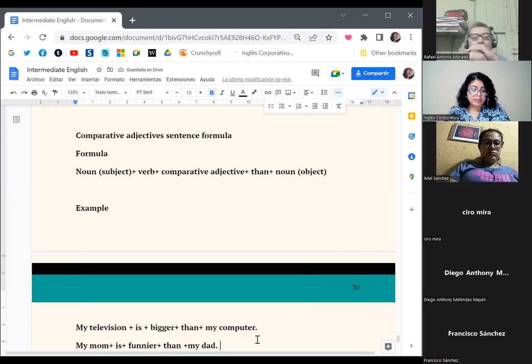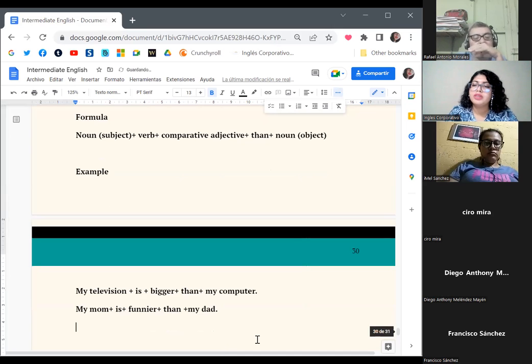In some cases, the sentence will end after the comparative adjective and not include the object of comparison. This structure is possible when the context has provided enough information to make the comparison clear. So in some cases, when we are talking, we establish the context of the things that we are saying. So in that case, it is not necessary to add all the elements of the structure.